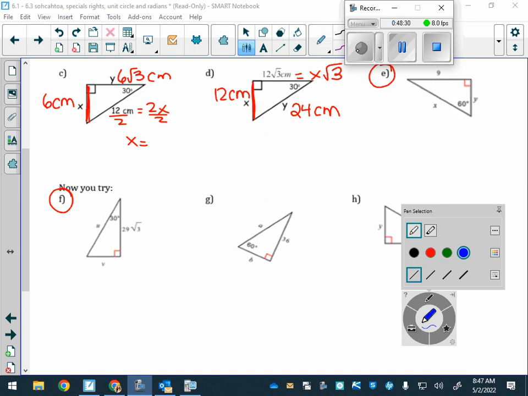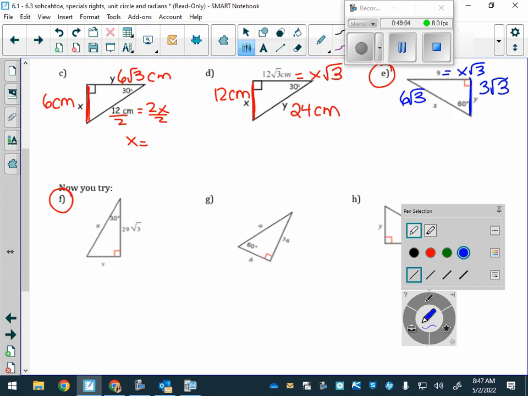All right, for E, we are given 60. Okay, so we know 9 equals x root 3. What is my side length? Emily? 3 root 3. Good. This is 3 root 3. So therefore, what is my hypotenuse? Go ahead now. 6 root 3. Excellent. How many of you did get that?